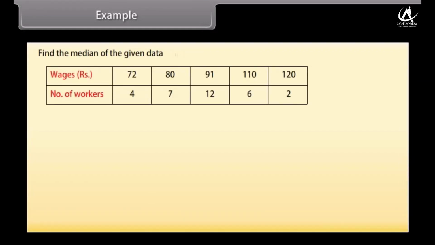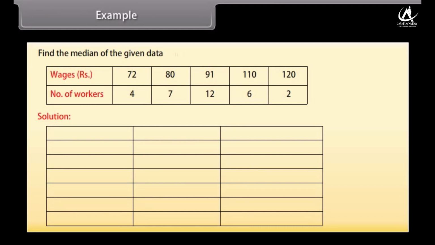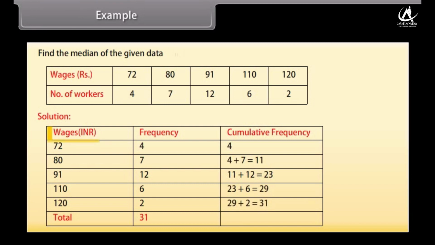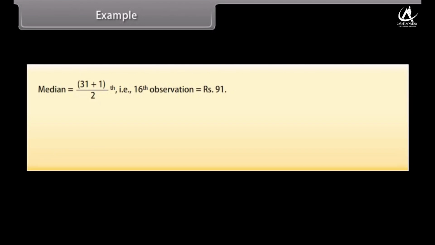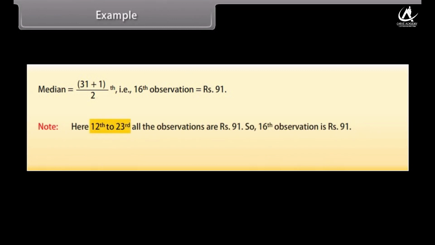Find the median of the given data. Solution. In the first column, we have written the given wages. We have written the given frequency. The sum of the frequencies is 31. In the third column, we have found the cumulative frequency for each wage by adding the previous frequency to the current frequency. After that, we have found the median, which is the (31 plus 1) by 2th, that is 16th observation, which equals rupees 91. Here 12th to 23rd, all the observations are rupees 91. So, 16th observation is rupees 91.